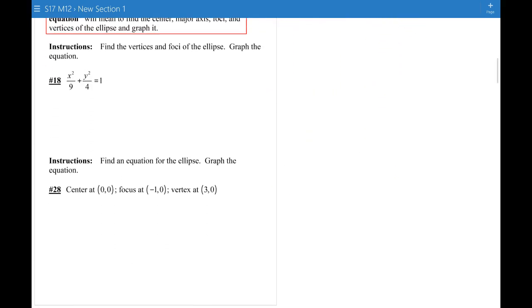Okay, so these instructions say find the vertices and foci of the ellipse and graph the equation. So we can see under the x squared is a 9, so a squared is 9, and a is plus or minus 3. So the center's at the origin, and we go 1, 2, 3 in the x direction, 1, 2, 3 in the y direction, and we find points on the ellipse. Don't forget to label your axes.